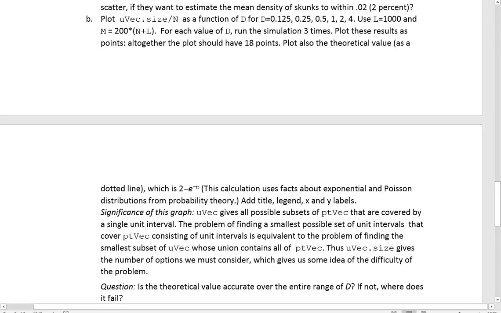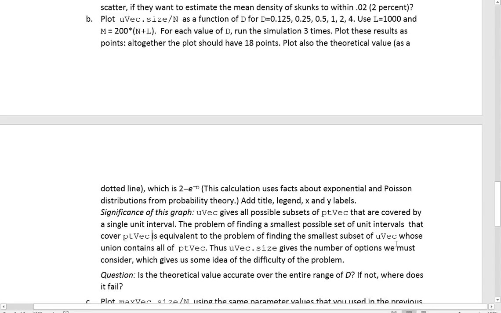If 2 points are too far apart, they can't be covered by a single unit interval. So there's a certain limited number of sets of points that can be covered by a single unit interval. The problem of finding a smallest possible set of unit intervals that cover point vec. So this should be out here. Sorry, editing as I go. Is equivalent to the problem of finding the smallest subset of UVec whose union contains all of PTVec.